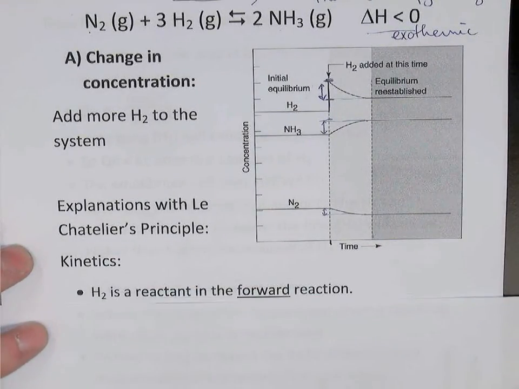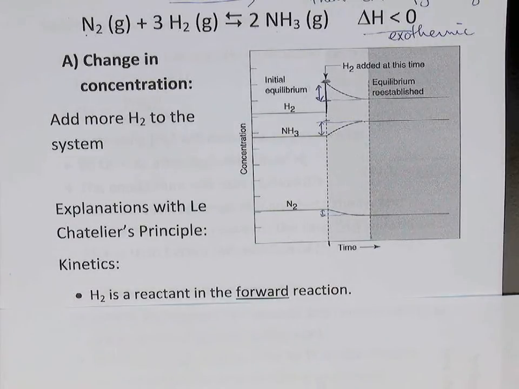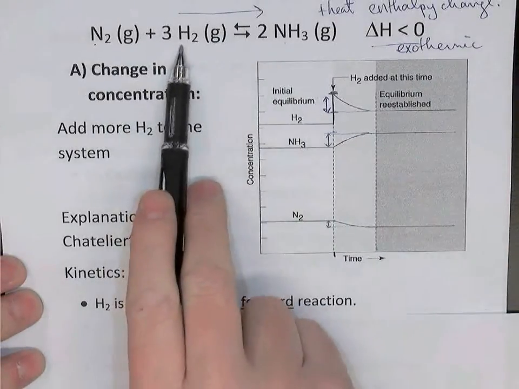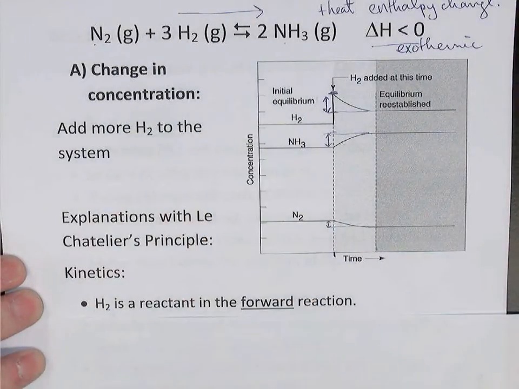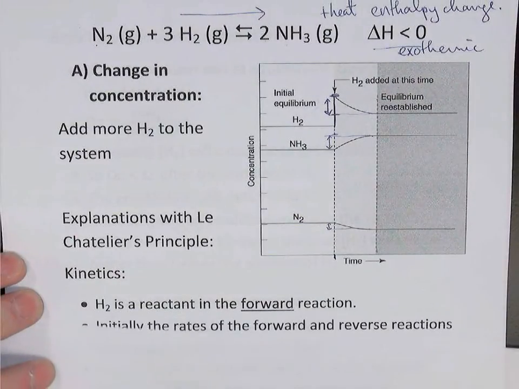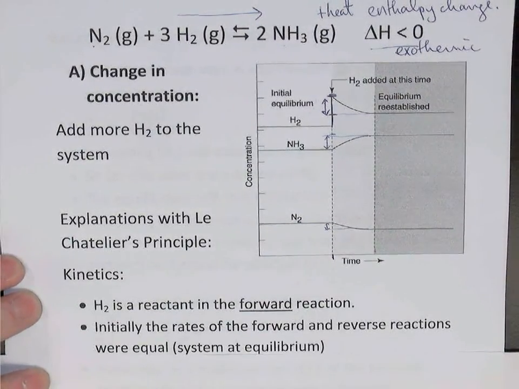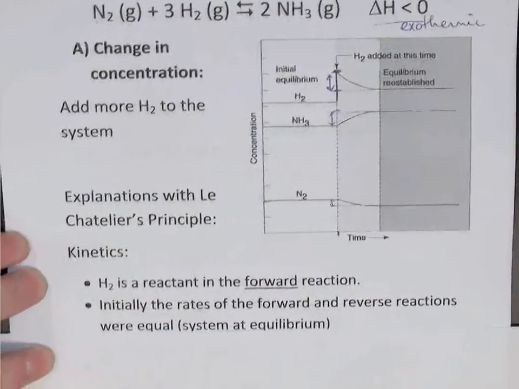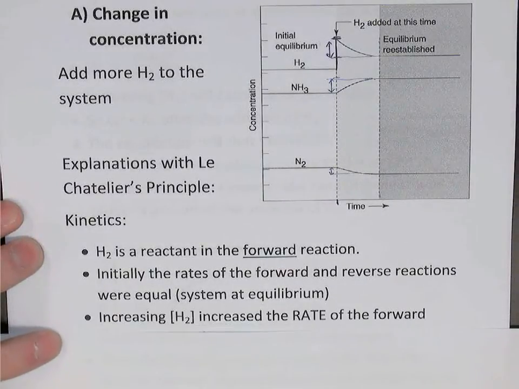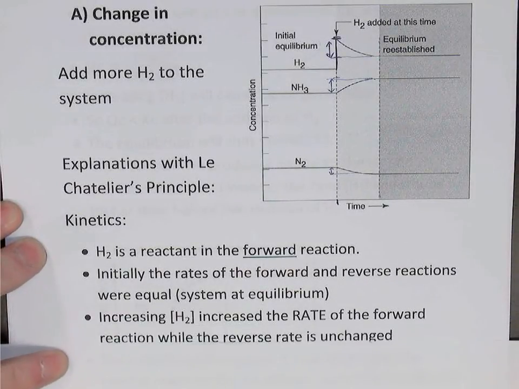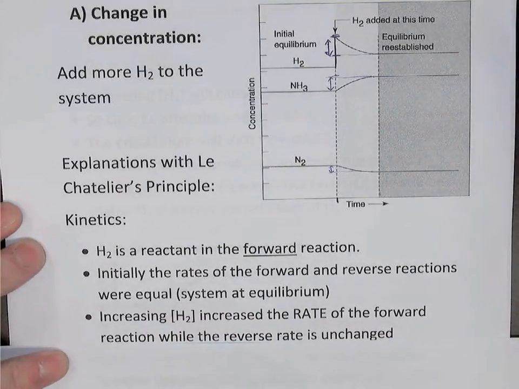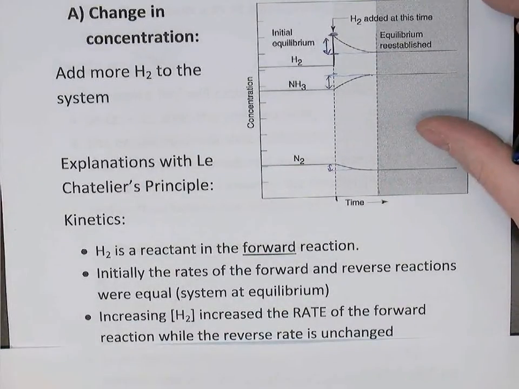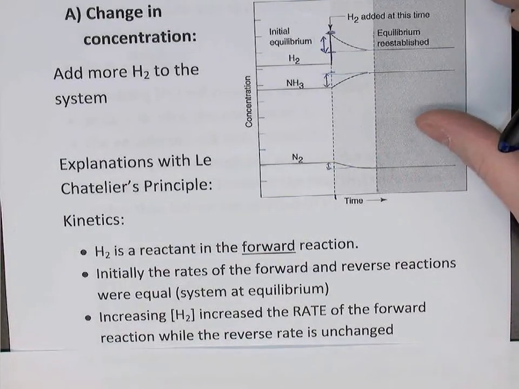With kinetics, we can note first of all that hydrogen in the original reaction was a reactant in the forward reaction. Up here, hydrogen is a reactant in the forward reaction of that equation. Notice too that because we were initially at equilibrium, the forward and reverse rates were initially equal. That's the definition of equilibrium. Increasing the concentration of hydrogen would cause, according to kinetics, the rate of the forward reaction to increase. However, the reverse reaction rate would be unaffected by that.